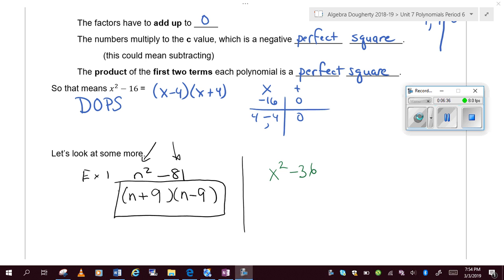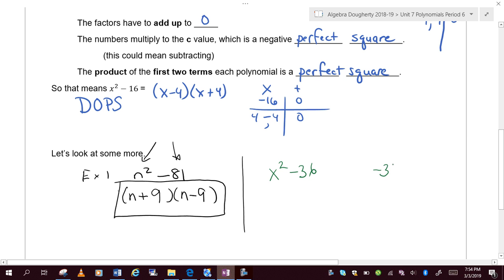We notice it is the difference of x squared and 36, because 36 is a perfect square. So we need factors of negative 36 that add up to 0. Or, I really don't like to write down the table when it's a difference of perfect squares. I just jump right in and say, okay, it's x minus 6 and x plus 6. The x is the square root of the x squared. The 6 is the square root of 36. I put the two different signs in. And that's my final answer.